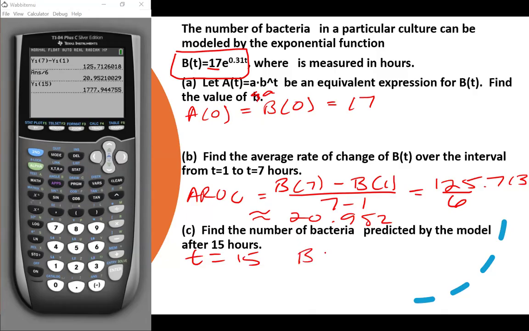So therefore, B of 15 equals 1,707.94. I know it's not on here, but I want to talk about this. What if they gave me the bacteria? If I was given bacteria, what would I do to find out the time?